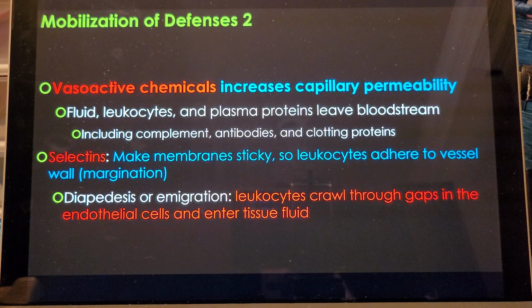So with these vasoactive chemicals, they're also going to make your capillaries more permeable, so open up the gap spaces between the endothelial cells of your capillaries. This allows for more fluid, your leukocytes, white blood cells, as well as your plasma proteins, for example, like antibodies, to escape out into your tissues and therefore go do their job.